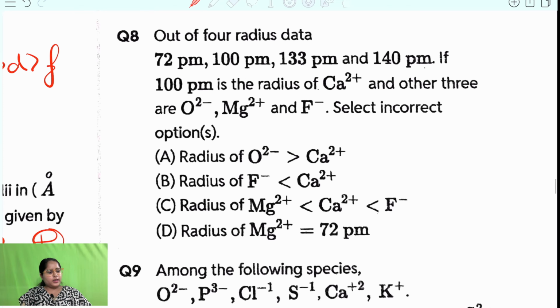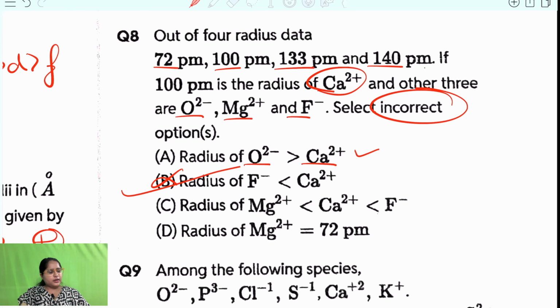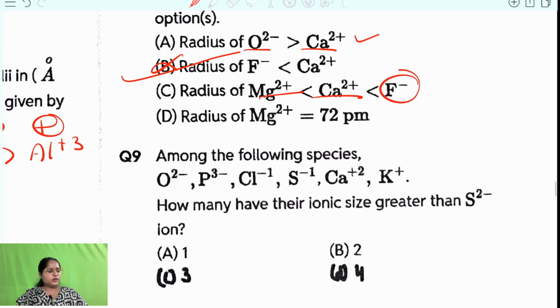Out of 4 radius data, they have given 70, 200, 133, 140. If 100 picometer is the radius for calcium 2 plus and the other 3 are O minus 2, Mg2 plus, F minus, select the incorrect. Okay. So, radius of O minus 2 will be more than calcium, correct, only oxygen has minus 2 charge, it will be more. Radius of F minus, more negative, more size, this is wrong. They are asking for the incorrect option only. Okay, fine. So, B is the answer.